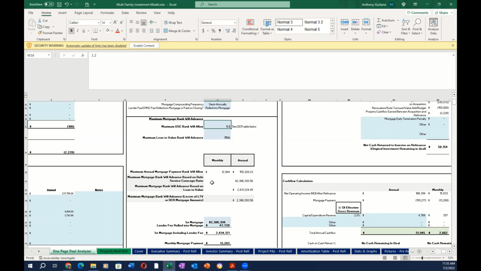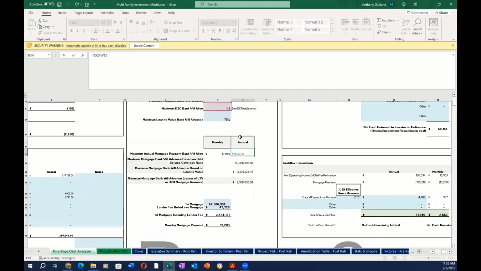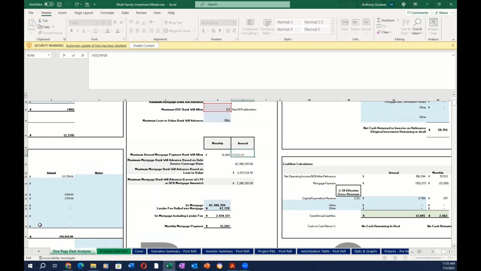Now, some lenders may go down to like a 1 or 1.1 times debt service coverage ratio, but I'm being conservative here. Maximum annual mortgage amount. Exact same way that we calculated the maximum mortgage amount in the previous section, it's being calculated here on the refinance. Basically, the net operating income on the property divided by 1.2 will get you the maximum annual mortgage payments the bank will permit. Convert that over to a monthly rate.